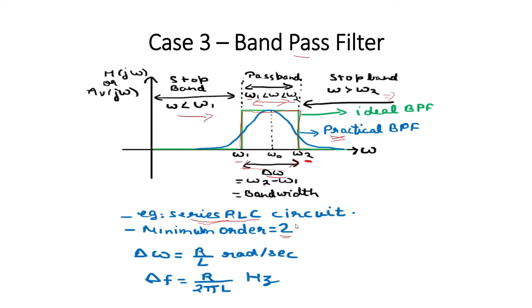You will understand this order concept in control systems. And we have seen that the bandwidth of a series RLC circuit is R by L radian per second, and in hertz it is R upon 2 pi L.